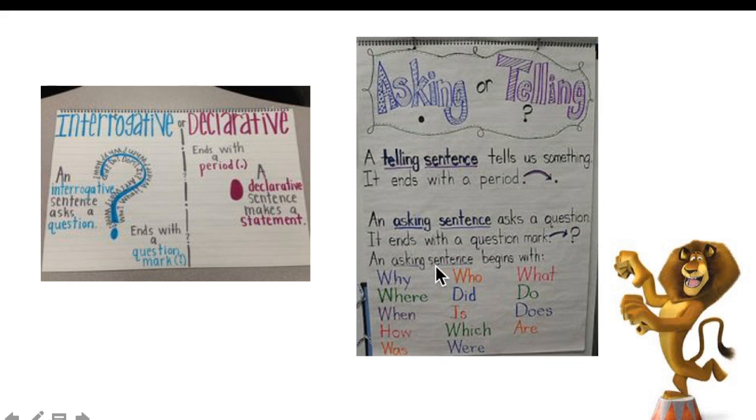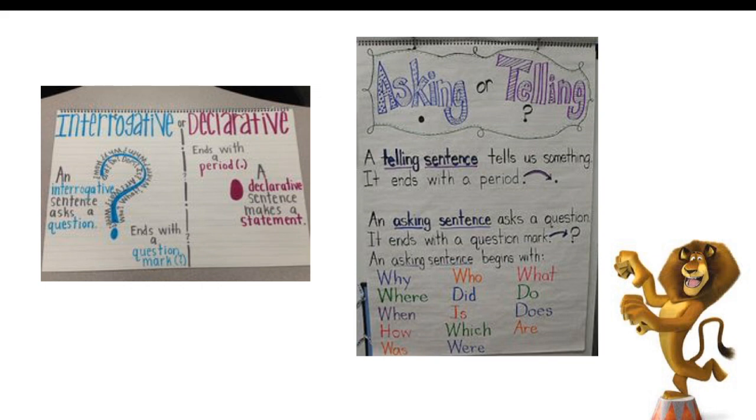And here are some question words that begin the questions. Why, who, what, where, did, do, when, is, does, how, which, are, was, where. There are many more. So these are question words. Why did you come late? Who is in the house? Did you do your homework? Do you want to play some game? These are questions.